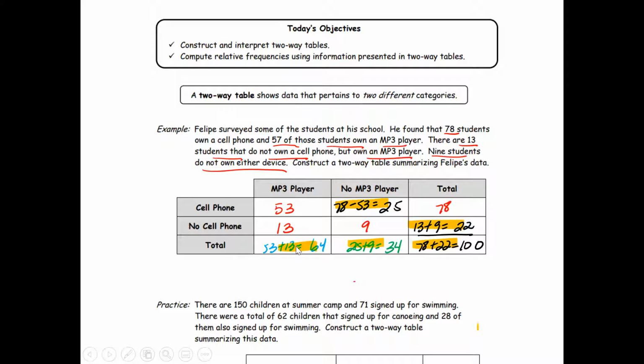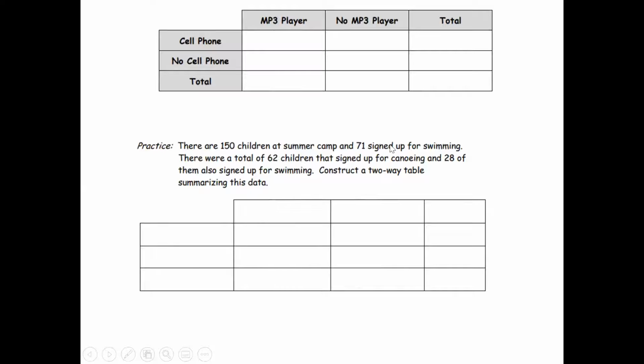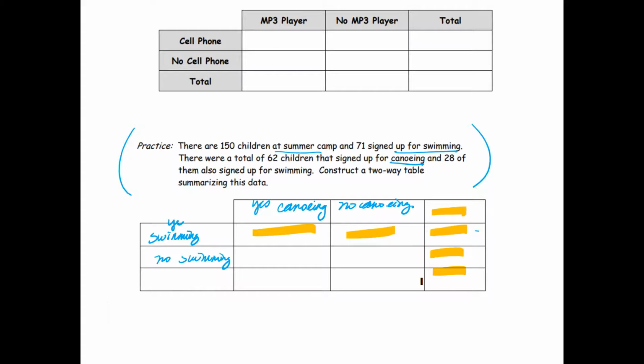So now that I went ahead and showed you guys how to do this one, I want you guys to go ahead and practice constructing a table here. So there are 150 students at a summer camp that signed up for swimming and also canoeing. So yes, swimming, no swimming, yes, canoeing, no canoeing. So go ahead and fill out the table here and make sure every single cell is filled out. Pause the video and do that, please.